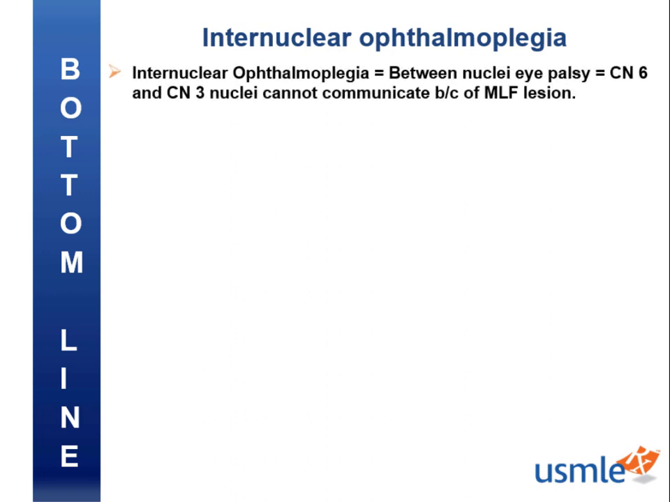Know that an internuclear ophthalmoplegia is named because there is a between nuclei eye palsy, ophthalmoplegia, due to disrupted communication between the nuclei of cranial nerve 6 and cranial nerve 3 due to damage to the medial longitudinal fasciculus connecting the two. Use the mnemonic INO to remember the name internuclear ophthalmoplegia and its features such that a lesion to the ipsilateral MLF leads to ipsilateral adduction failure and nystagmus of the opposite eye.